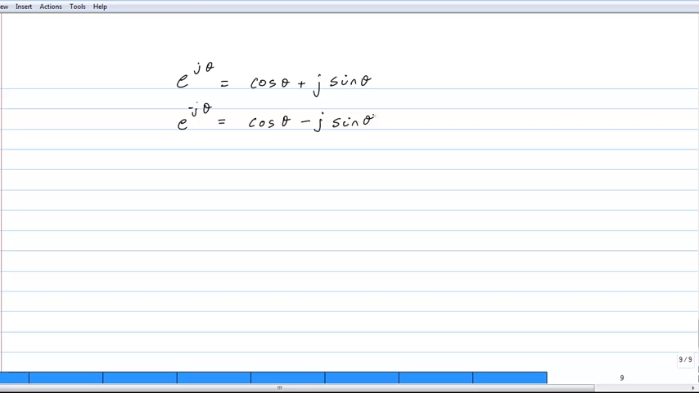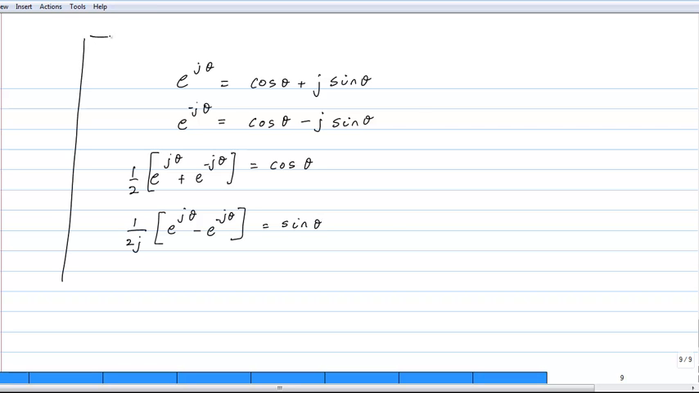As a consequence, if I add these two equations together, the two sine theta terms cancel out, and I am left with just cosine theta on one side. So I get that half times e raised to j theta plus e raised to negative j theta is equal to cosine theta. And 1 over 2j times e raised to j theta minus e raised to minus j theta is sine theta.